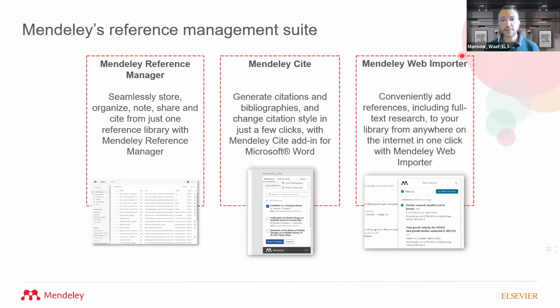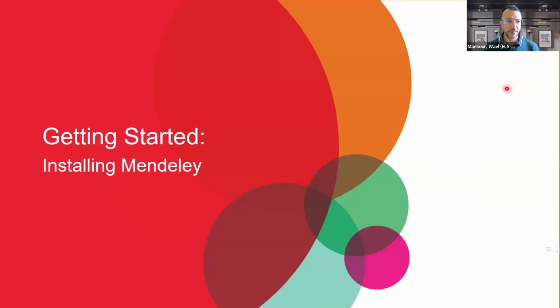And then the third component is the Mendeley Web Importer. That is an add-on on your browser, and I will talk also about which browsers are supported. Major browsers are supported. You can add it to your browser, which allows you, when you're, let's say, searching in Scopus, to add any of the references to your library of references in Mendeley.